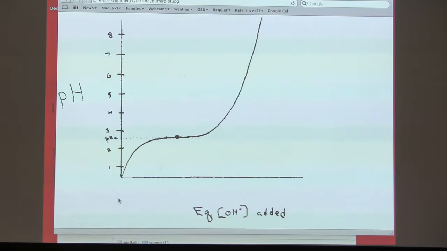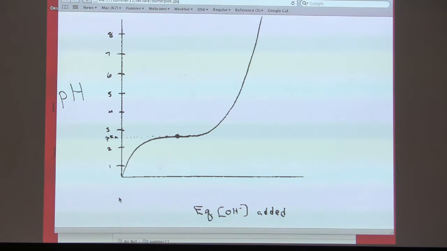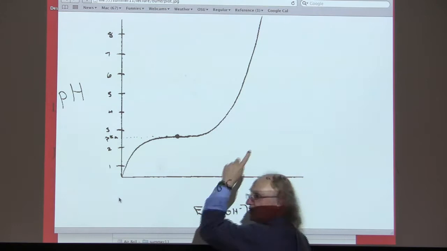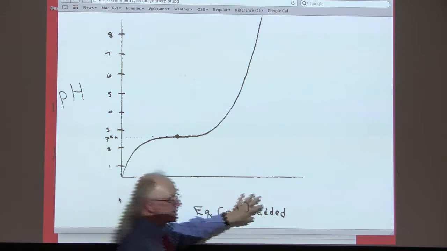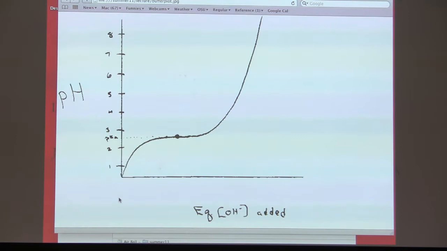If I ask you to draw a graph in this class and you don't put axes on it, it's wrong, no matter how beautiful the graph looks. You must label your axes, all right? Without the axes, the shape of a graph has no meaning. The shape derives from the numbers being plotted. In this case, I'm plotting pH versus amount of OH added. I start the solution at a very low pH, about 0.